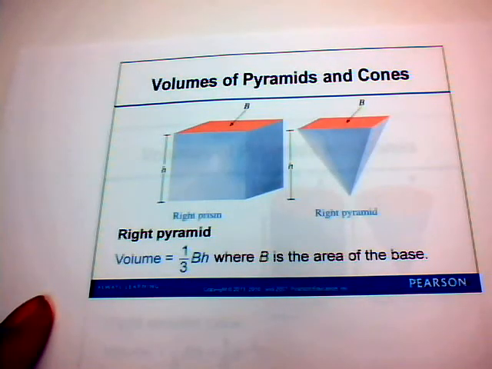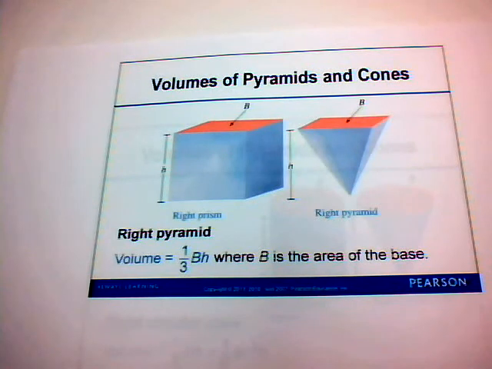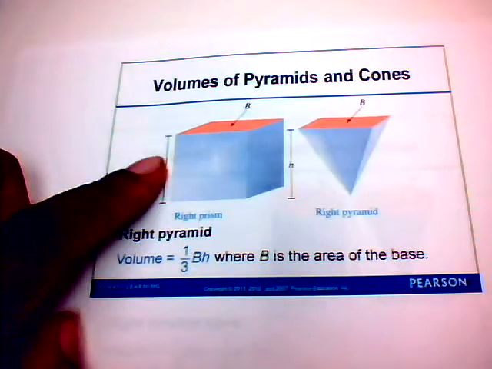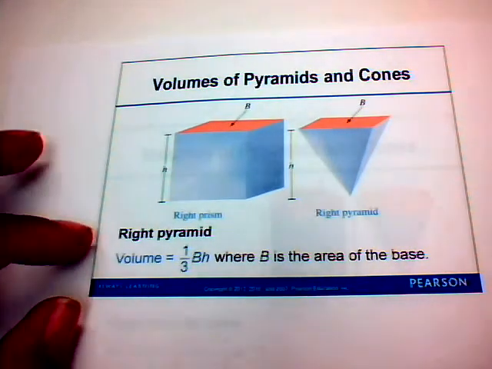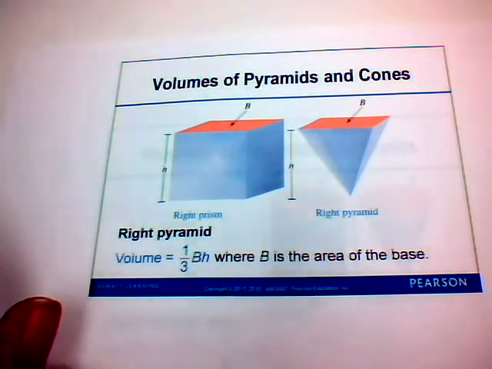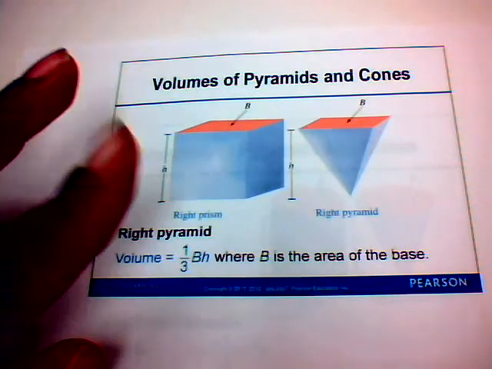Okay, next we'll look at volumes of pyramids and cones. Here we talked about the volume of a right prism, which is of course 1/3. No, just the base times length times width times height.